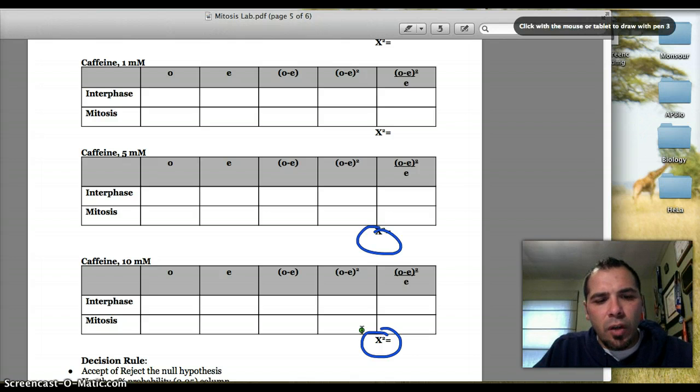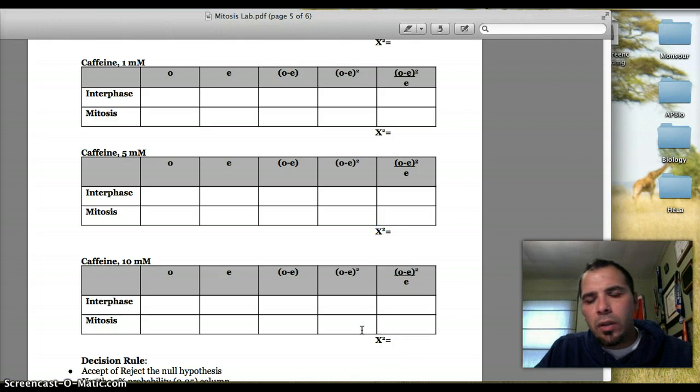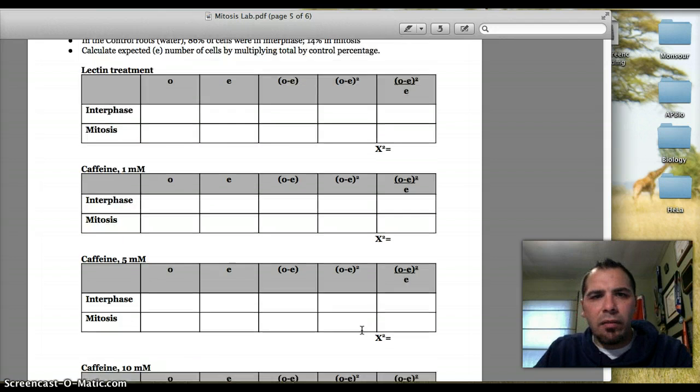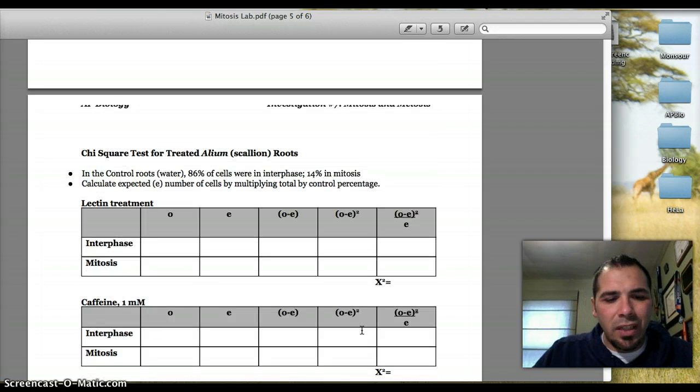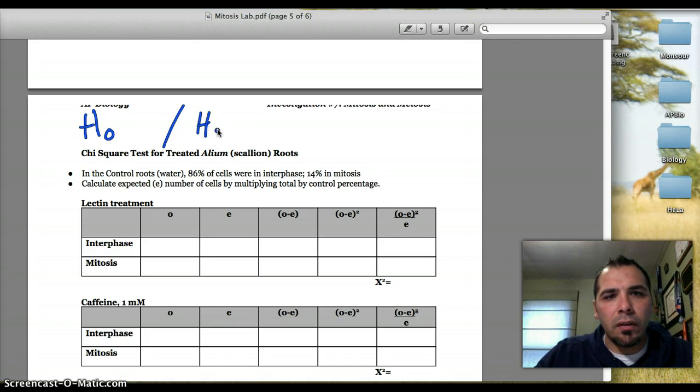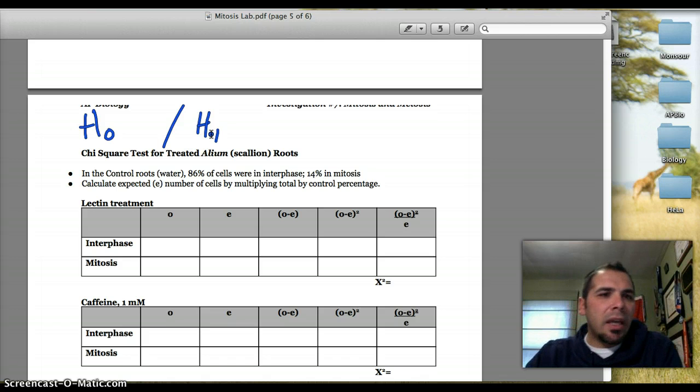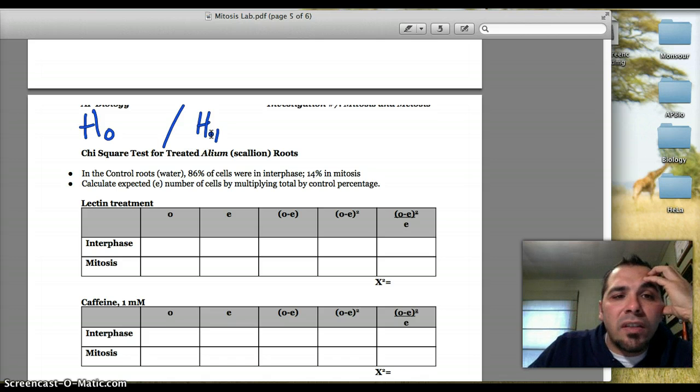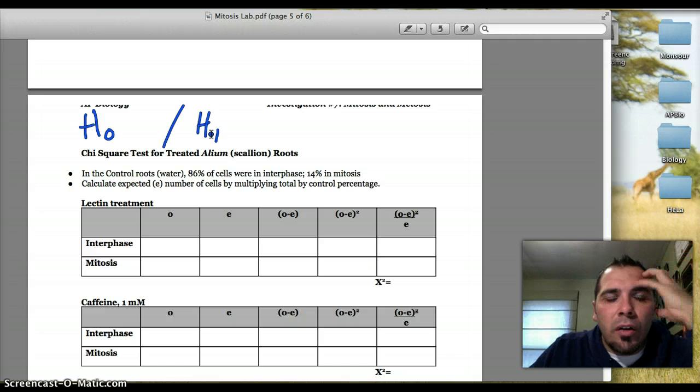What I want you to do, though, before you do any of this, which I don't have written anywhere, I really need you to come up, hopefully you remember, let me get my pen here. You need to come up with your null hypothesis and then the other hypothesis, your prediction. So the scallions treated with lectin would have no statistical difference, and that would be your null, and then your real hypothesis that there would be a statistical difference.